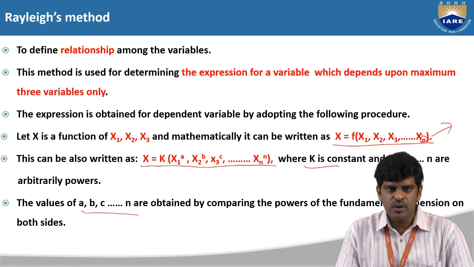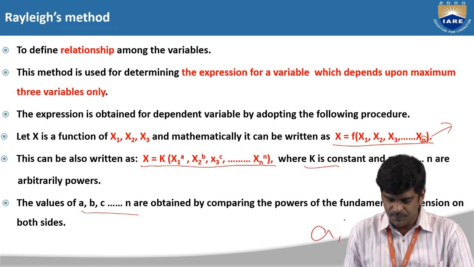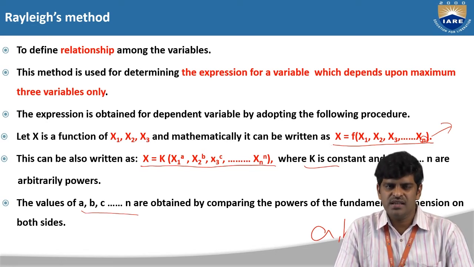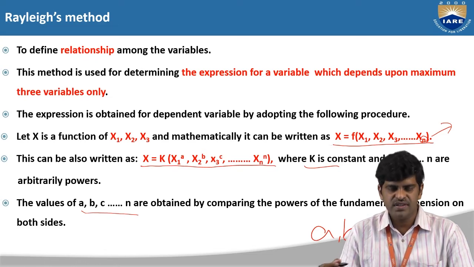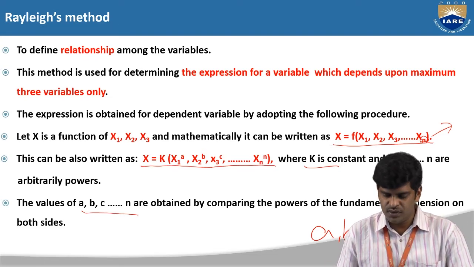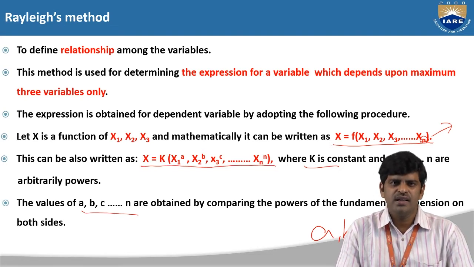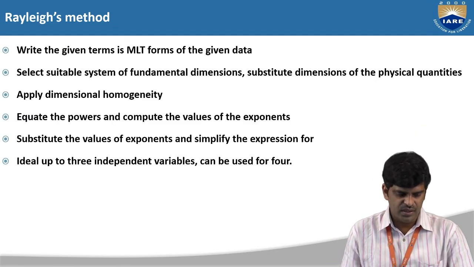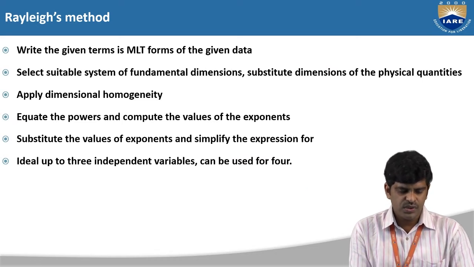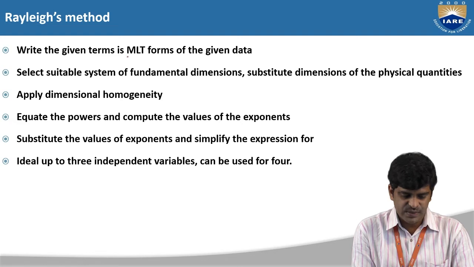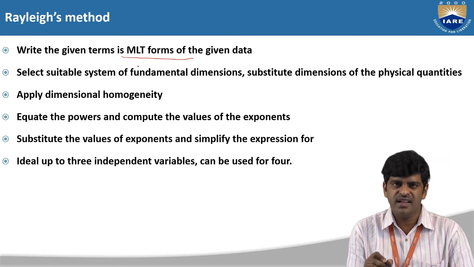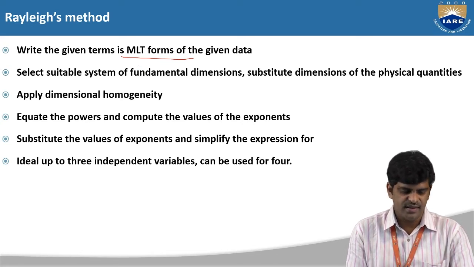Therefore, as we have the 3 unknowns a, b, c and 3 equations, these can be easily solved for the values of a, b, c, which are also called arbitrary powers. Once you substitute these arbitrary powers back, we build the relation between the given number of variables. So let us see a brief overview of the procedure. Here we express each term of the equation in terms of MLT, that is, in terms of fundamental quantities, as we have discussed.